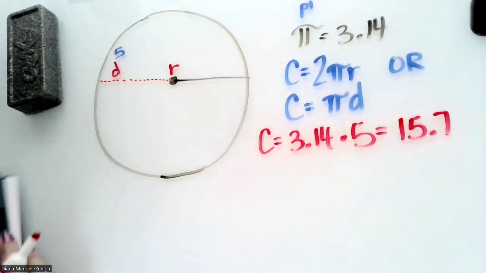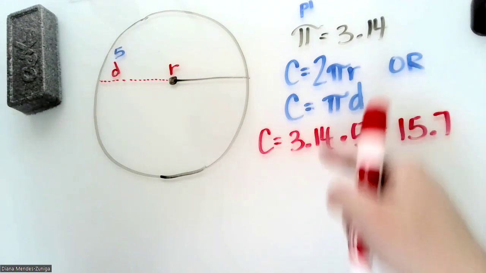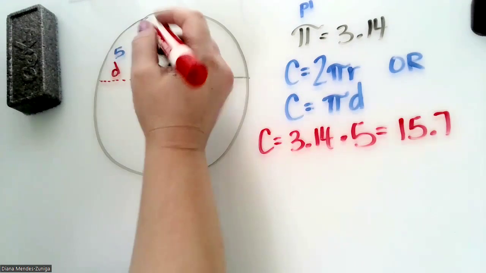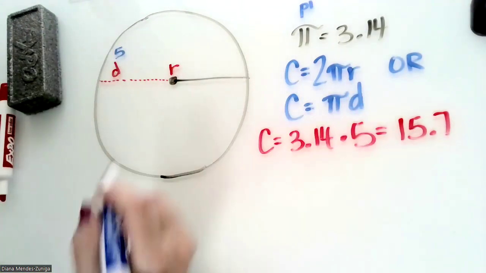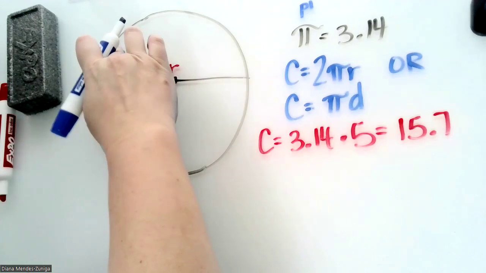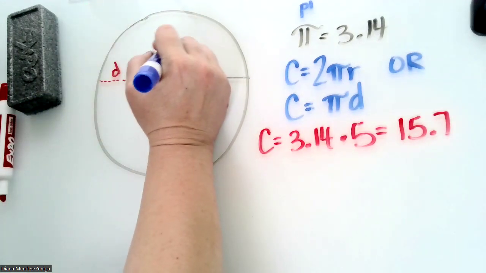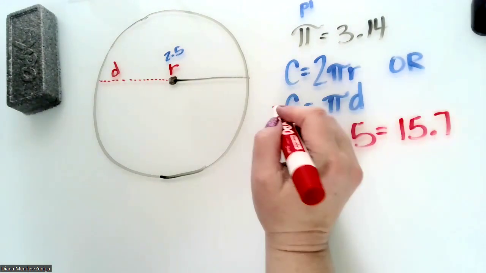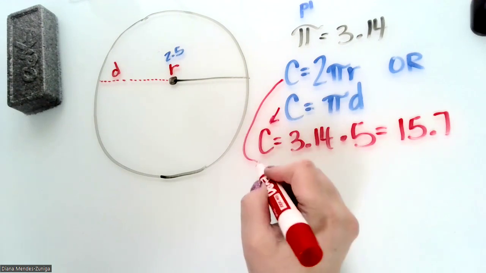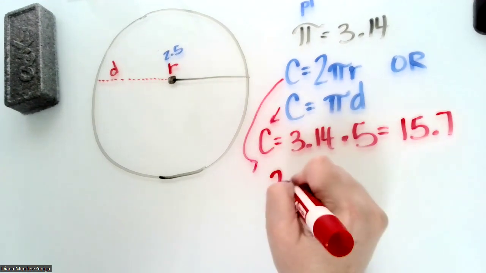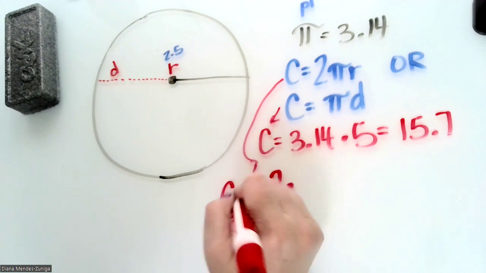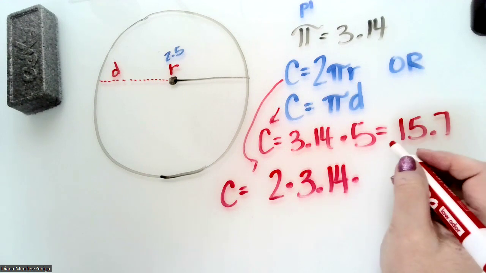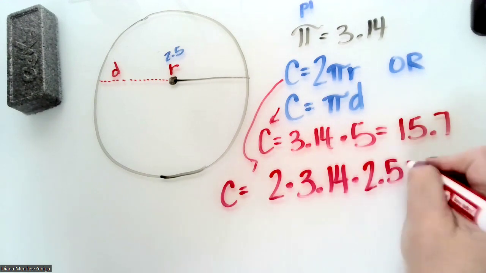Okay, so that turns out that this one here, we already had the diameter. It turns out to be 15.7. Okay, let's do it if we just had the radius. So if our diameter is 5, our radius would be half of that, and that would be 2.5. Okay, so let's do that one there. This is this, and now we're going to do this over here. Okay, C equals 2 times 3.14 times our radius, which is 2.5.